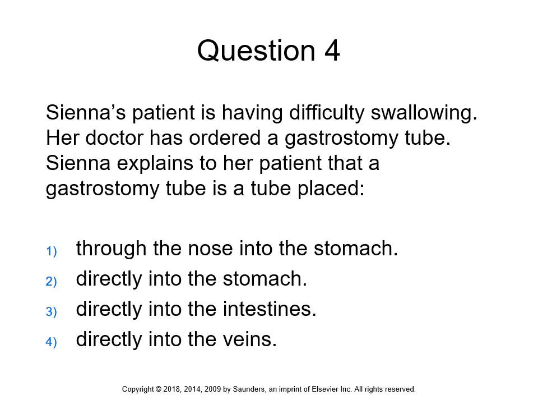The correct response is number 2. A gastrostomy tube is a tube placed directly into the stomach, whereas an NG tube or nasogastric tube is placed into the stomach through the nose. A J tube is a tube placed into the intestines, and an intravenous line is placed directly into the veins.